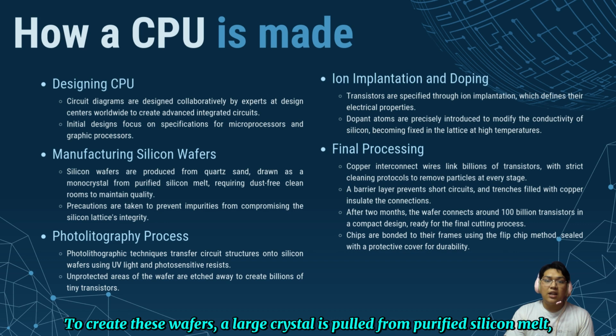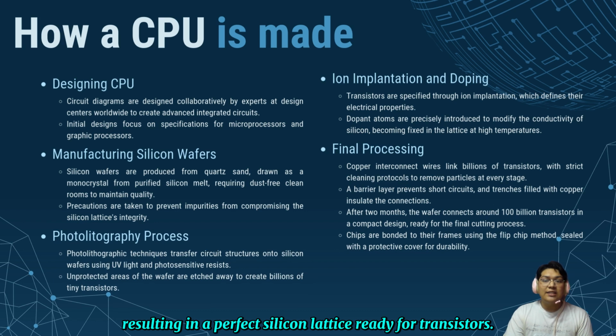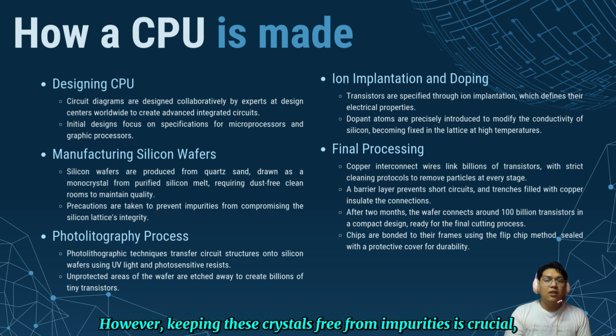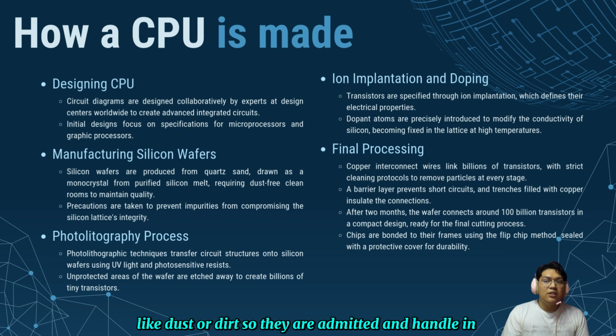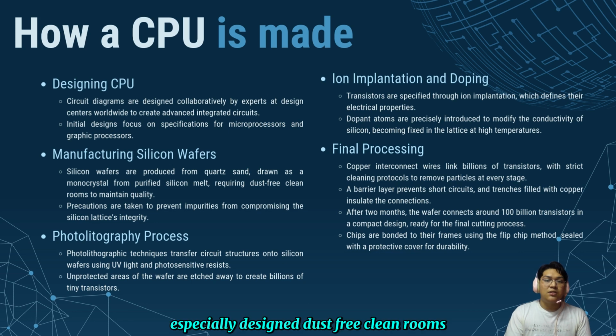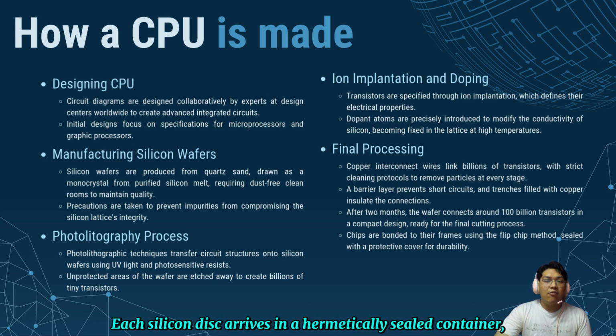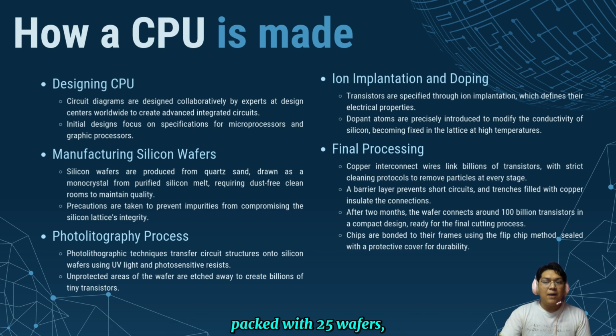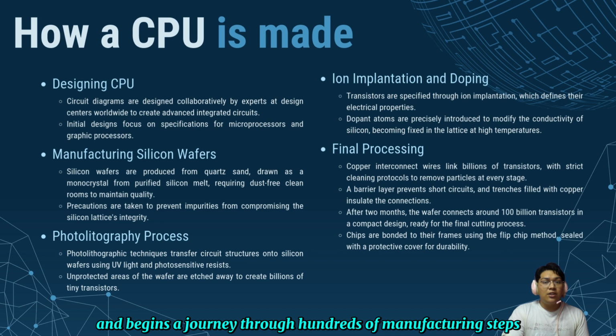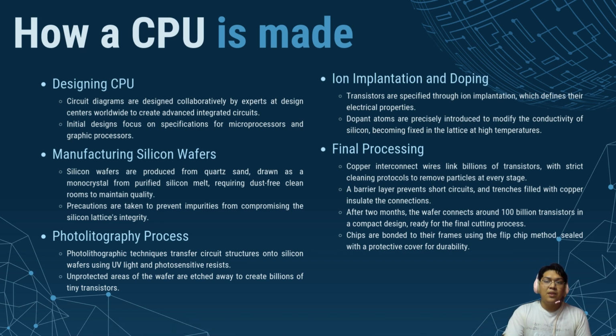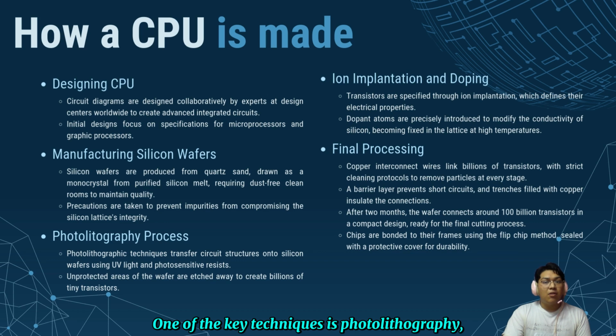To create these wafers, a large crystal is pulled from purified silicon melt, resulting in a perfect silicon lattice ready for transistors. However, keeping these crystals free from impurities like dust or dirt is crucial, so they are handled in specially designed dust-free clean rooms. Each silicon disc then arrives in a hermetically sealed container, packed with 25 wafers, and begins a journey through hundreds of manufacturing steps. One of the key techniques is photolithography, where circuit designs are transferred to the wafers using light akin to a slide projector.